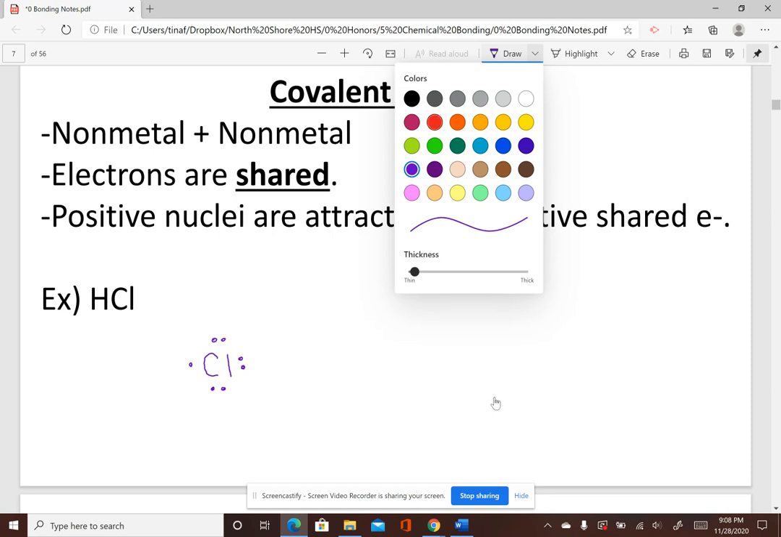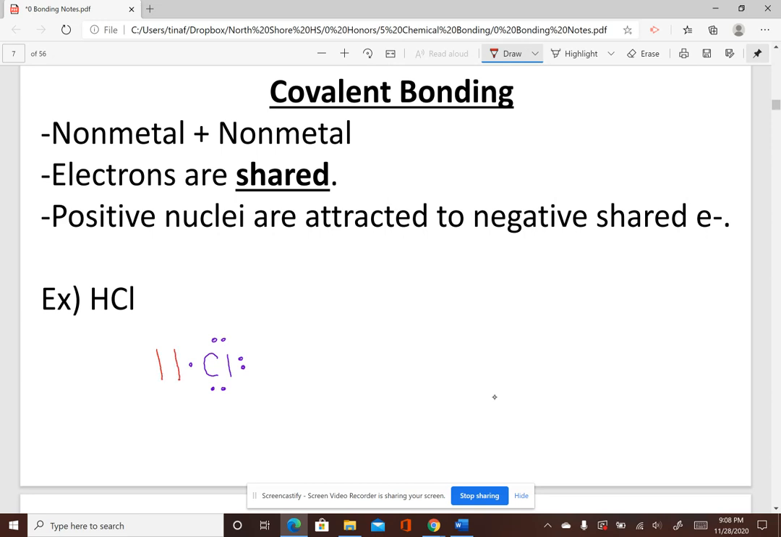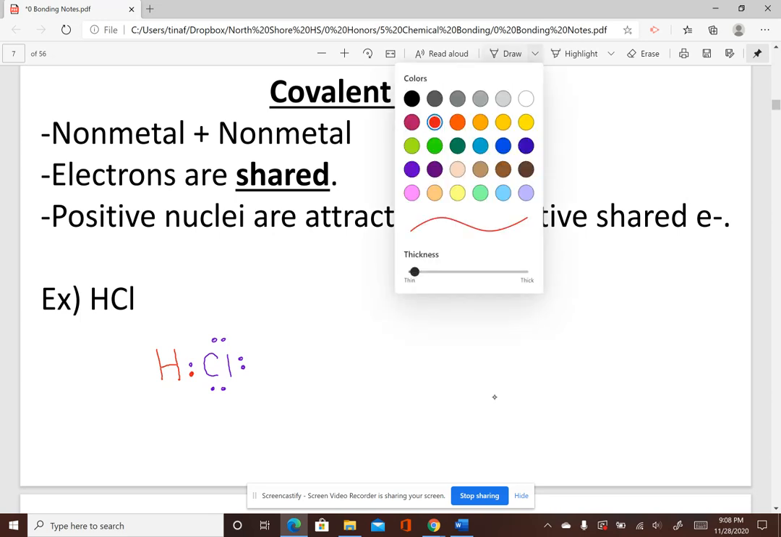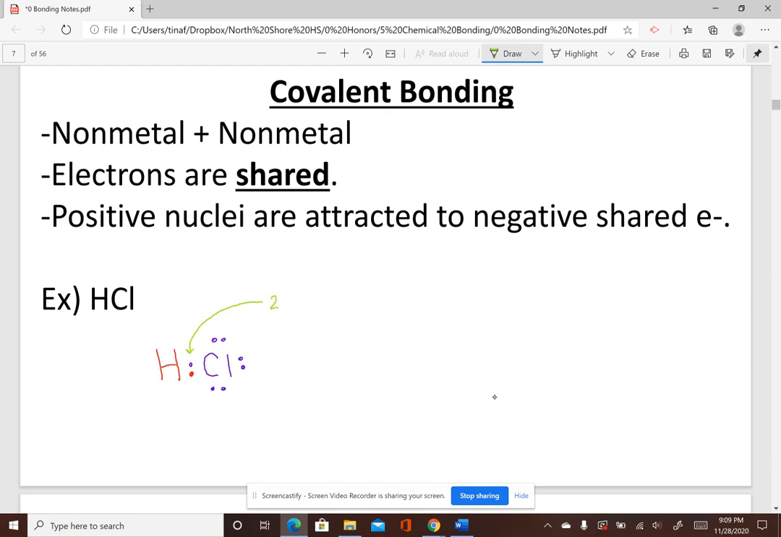So what's going to happen is, I'm just going to change my color so it's easy to see. This hydrogen can actually stick itself right here, and its one valence electron can go right here. So now this in the middle, I want to keep my color so that these are two shared electrons. So it's a covalent bond. So instead of the hydrogen giving away and the chlorine taking, their valence shells kind of just overlap each other and they stick together and form a covalent bond.